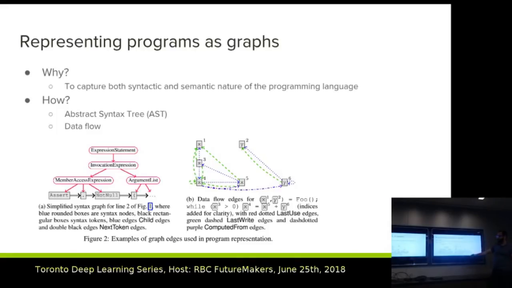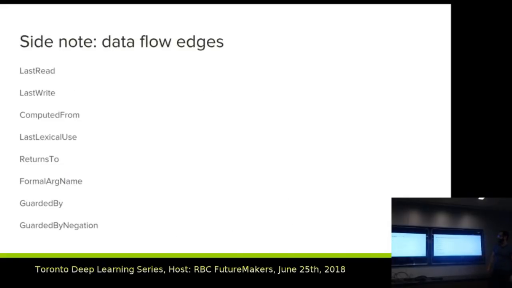Don't try to understand what's happening, I tried a lot. So essentially, what they're trying to do is to define relations like: if a variable was last used together with another variable, then draw an edge between them, or a variable computed from another variable. This is the list that they use: last read, last write, computed from, and a bunch of other things.